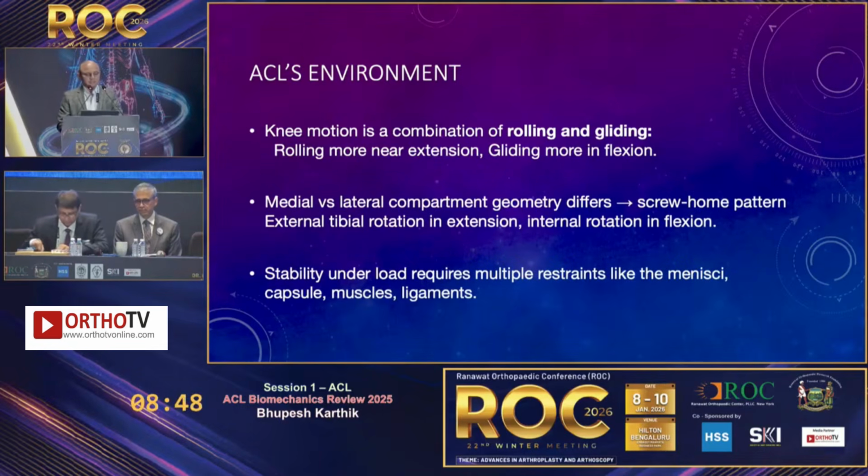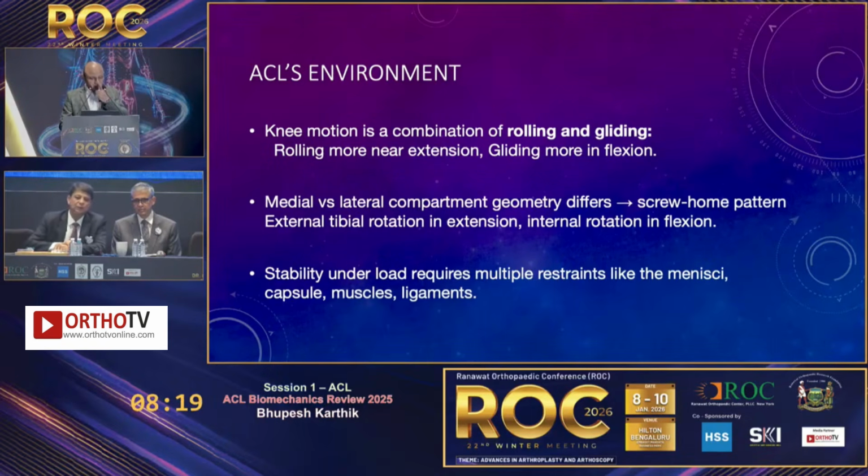The ACL lives inside the knee, and the knee has a combination of rolling and gliding movement. Rolling happens more towards the extension, and gliding happens more in flexion. The medial and lateral compartment geometrically are different. One is concave and the other is convex. This has the screw home pattern, and there is external tibial rotation in extension and internal rotation in flexion.